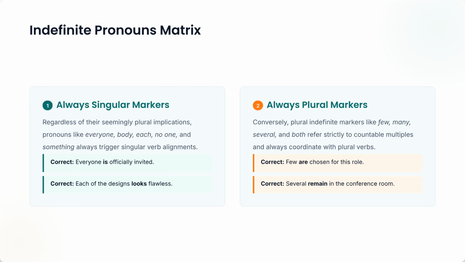Indefinite pronouns fall into two categories. Always singular markers like everyone and each take singular verbs. Always plural markers like few, many, and several take plural verbs.